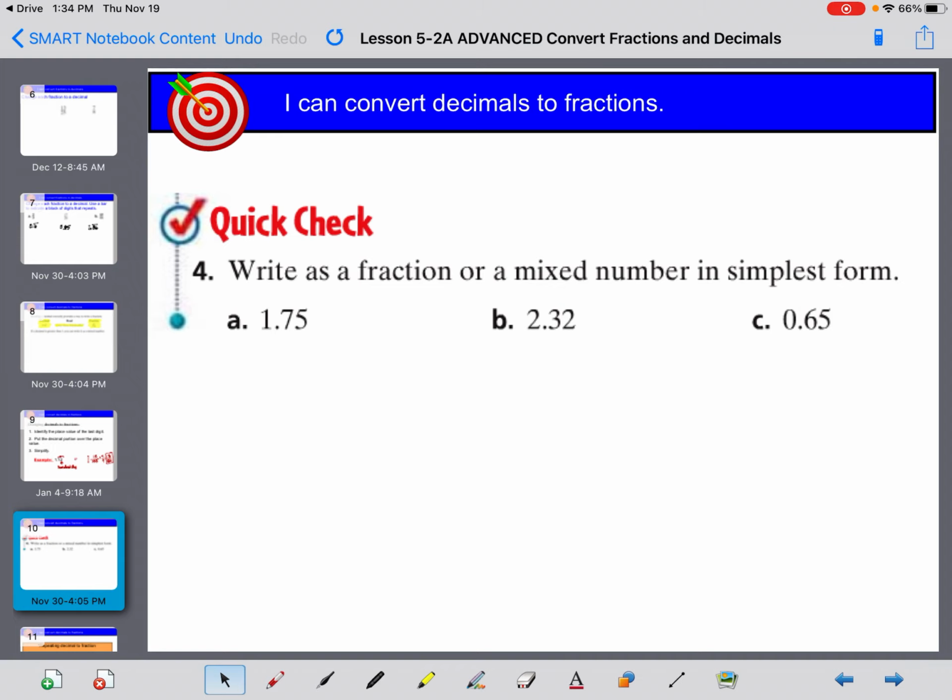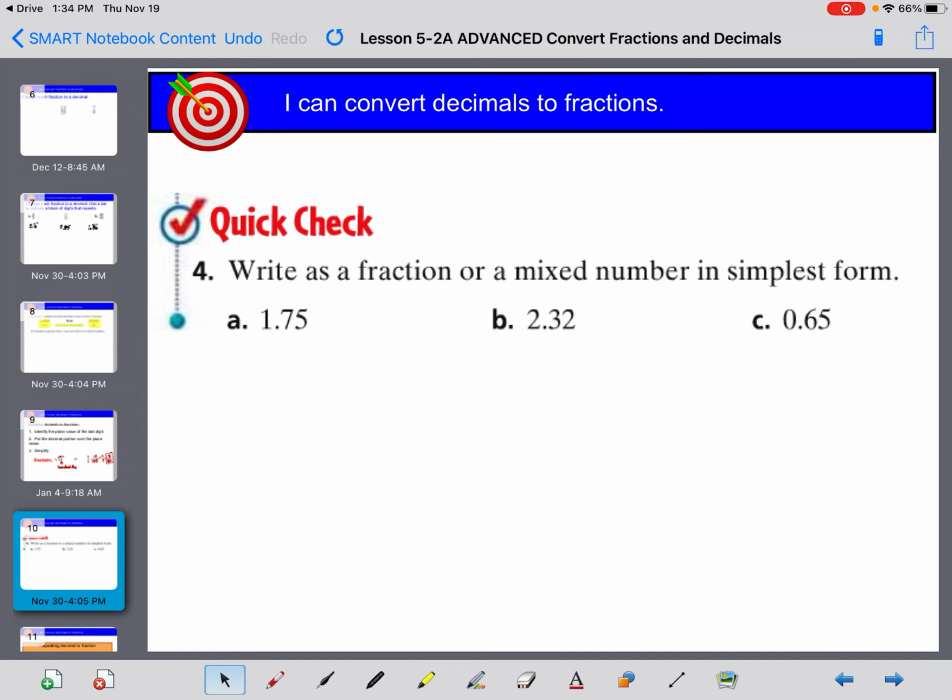For the next one, 2 and 32, again hundredths. Then I can divide both the numerator and the denominator. Let's try dividing by 4. 32 divided by 4 is 8. 100 divided by 4 is 25.